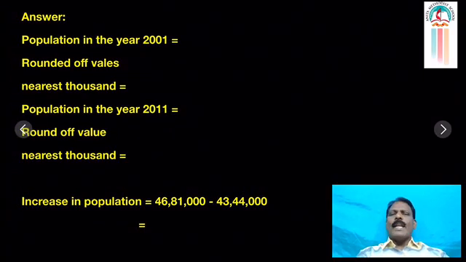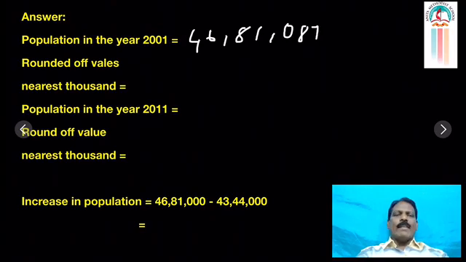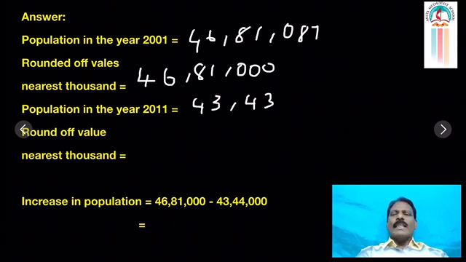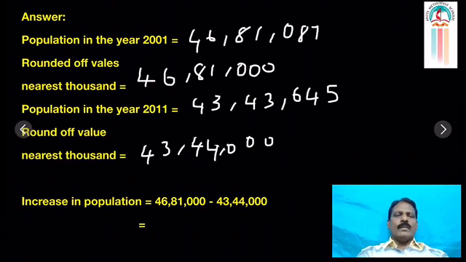Population in the year 2011 is equal to 46 lakhs 81,087. Rounded off to the nearest thousands, what will we get? 46 lakhs 81,000. Now population in the year 2001 is equal to 43 lakhs 43,645. Round off to the nearest thousand. What will we get? 43 lakhs 44,000.